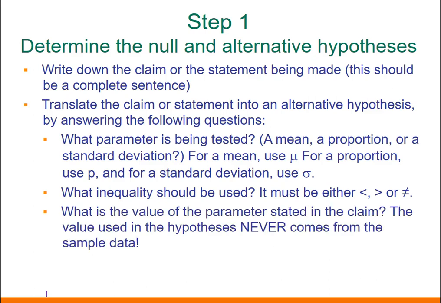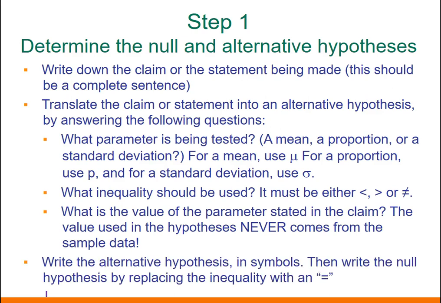And the third thing we want to know is what's the value of the parameter that's stated in the claim. And this can't ever be something that comes from the sample data. Then when we've answered those three questions, we should be able to write down the alternative hypothesis in symbols. Once we have the alternative hypothesis, we can write the null hypothesis just by replacing the inequality symbol with an equal sign.